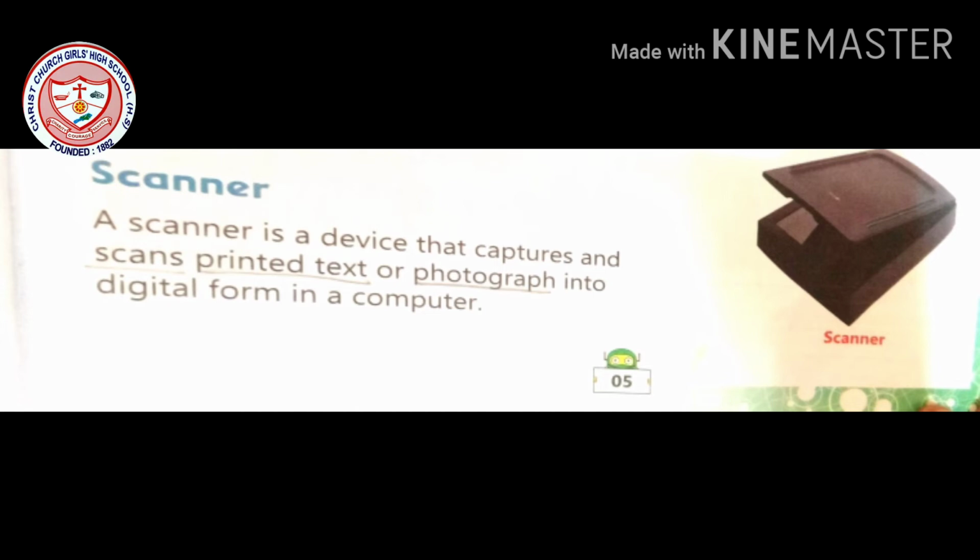In a computer we need it in digital form. We cannot give the hard copy directly to the computer, so we need to scan it. Whatever the image or the pictures or the text, it can be scanned and put into the computer in digital form. Then the computer can read the following documents. So this is the use of a scanner. Clear?